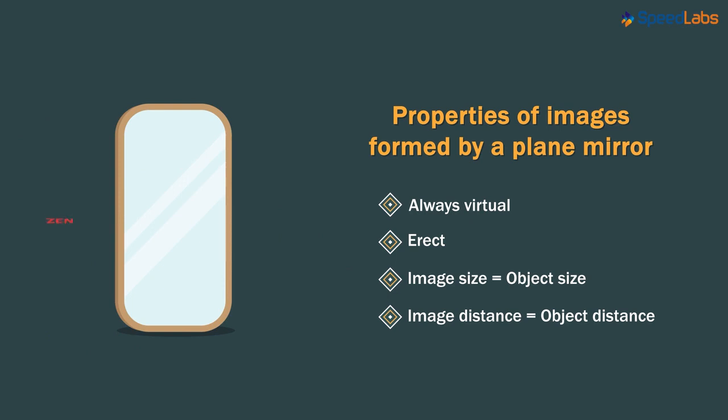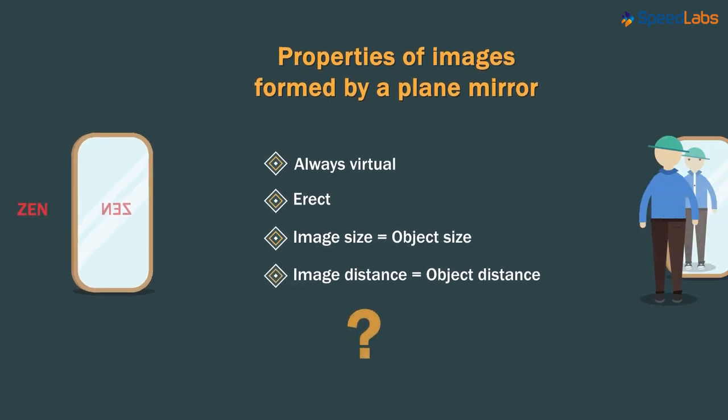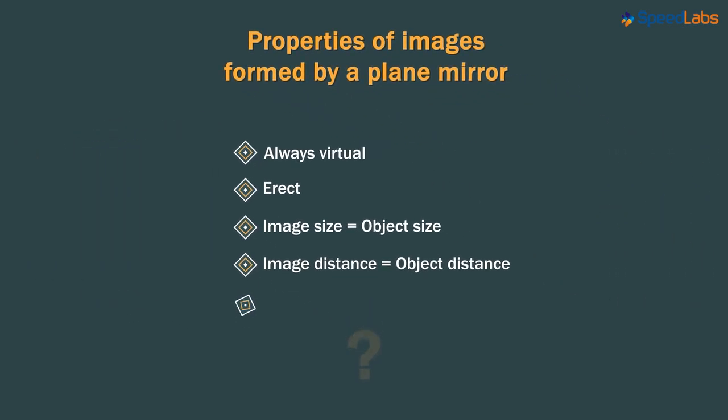Let's try to put some text in front of a mirror. We will look at the image of the word Zen. Here is how its image will appear. The words are written from right to left. Not only the words, in fact, each individual letter is also laterally inverted. So what can we conclude from these two examples? We can say that the image formed by a plane mirror follows left-right reversal. And this is our last characteristic of an image formed in plane mirrors.